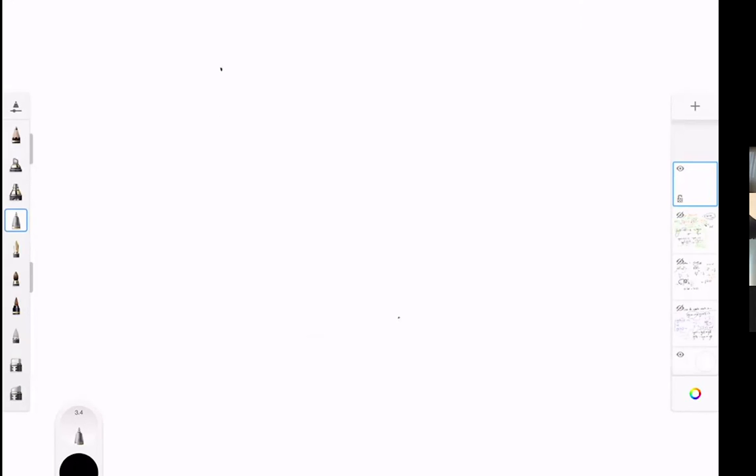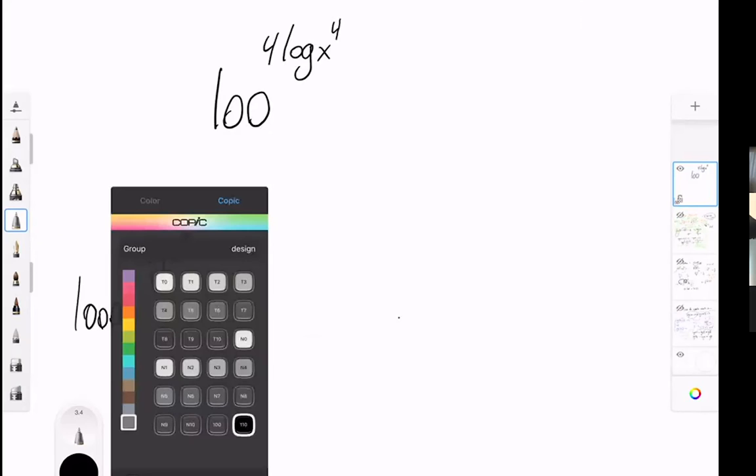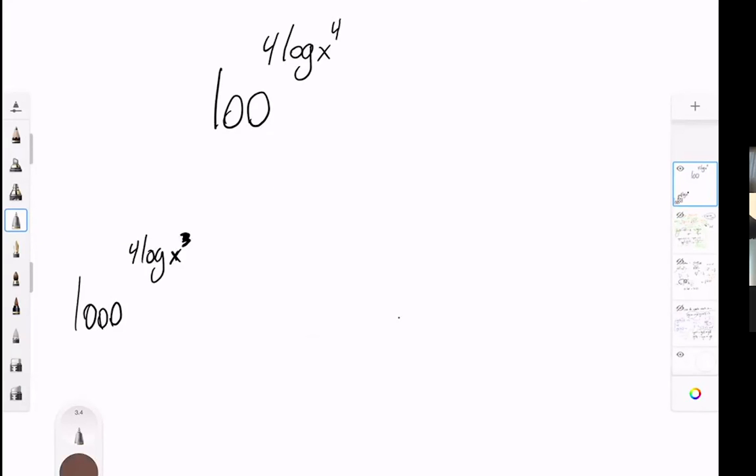We have 100 to the power of log x to the power of 4. That's what I have. Is it similar to what you have? Yeah, I have 1,000 to the power of log x to the power of 3. Okay. So let's solve both of them. It looks kind of strange, right? It looks like a super complicated one.